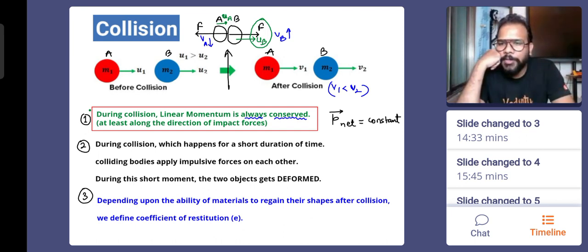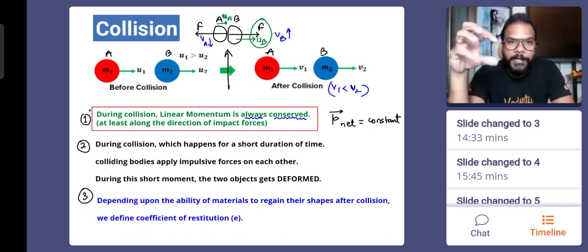Sir, can the deformation of the object during collision be of microscopic level? Yes, Aditya, definitely. In fact, when two steel balls collide, we will see nothing happen.